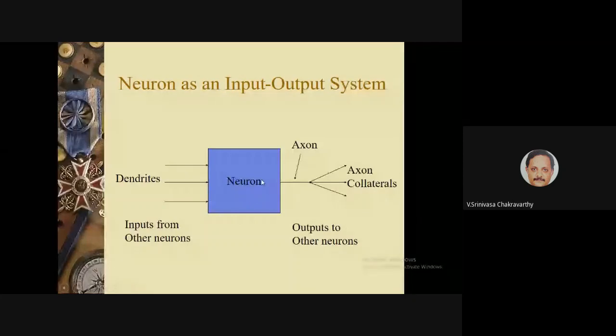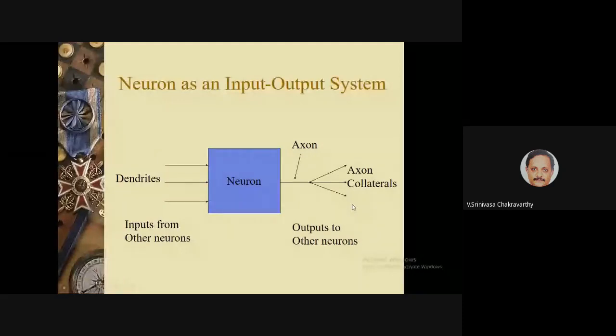When it produces a signal, an action potential, it propagates along the axon and branches out on the axon collaterals. And here it reaches a synapse and transmits a signal to the postsynaptic neuron, right? So you can think of a neuron as an input-output system. Input comes to the dendritic side, outputs can be read out of the axonal side.